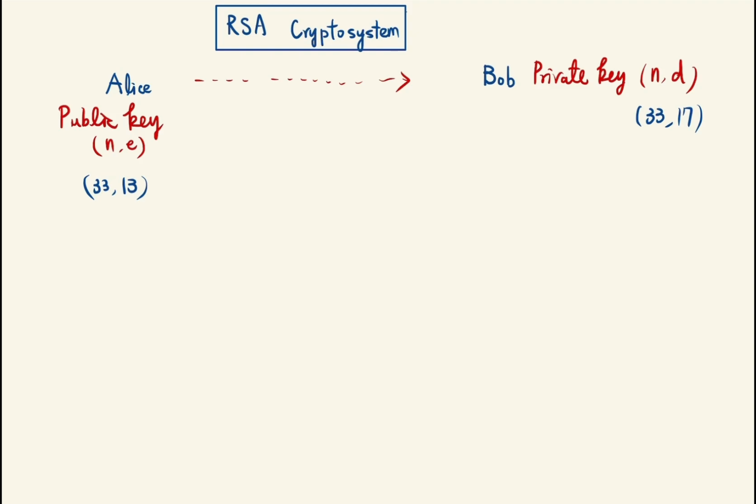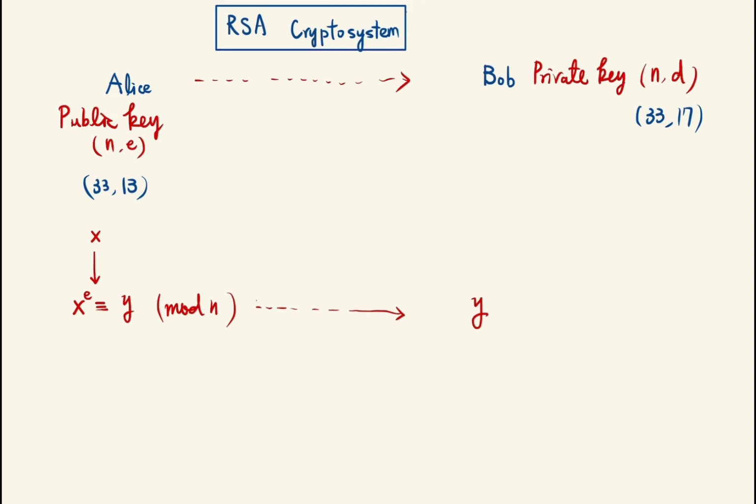So how does she do it? For example, she wants to send a message X, and she calculates X to the power of E modulo N, and gets Y. And then she sends this Y to Bob.